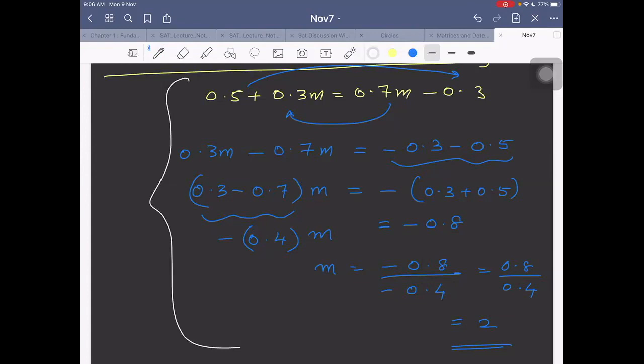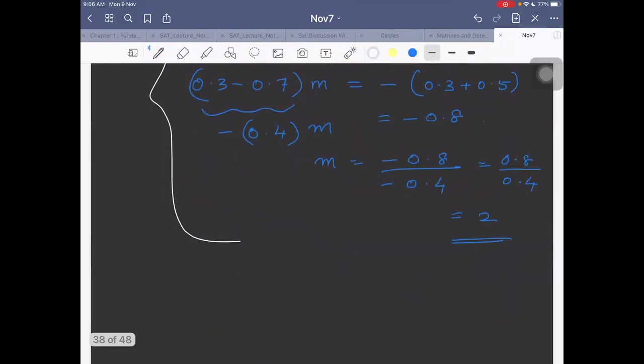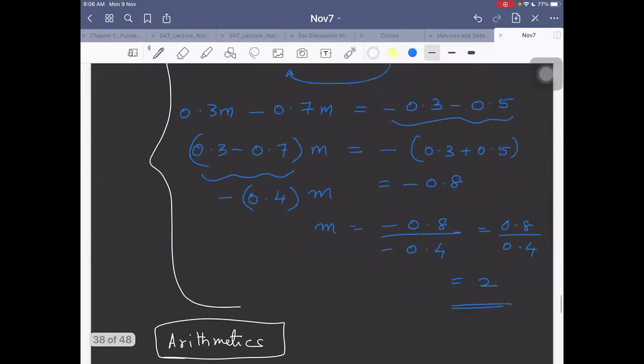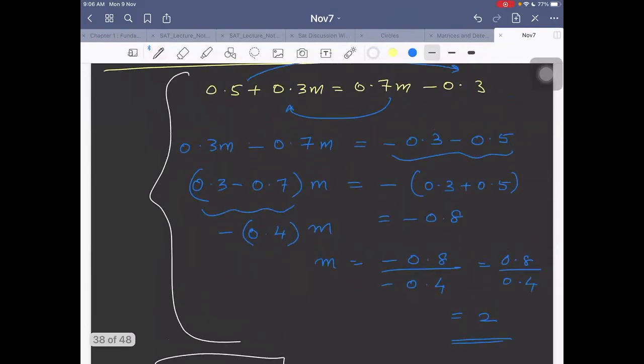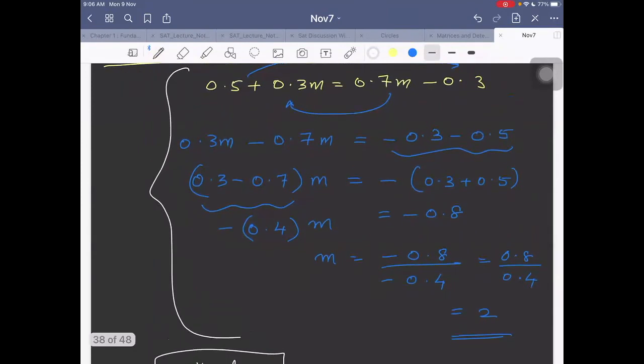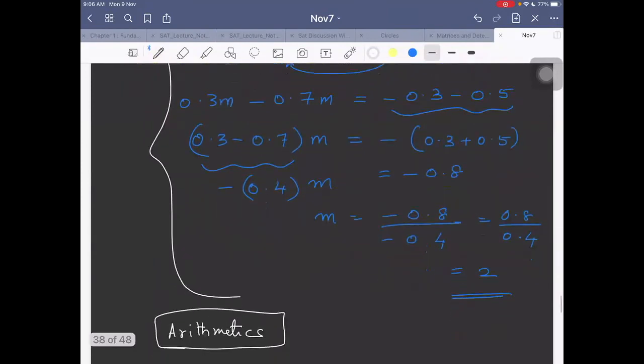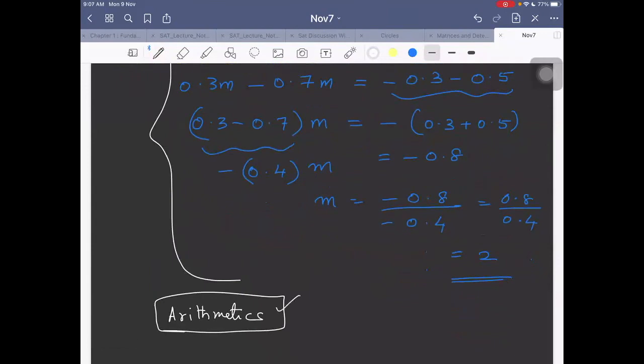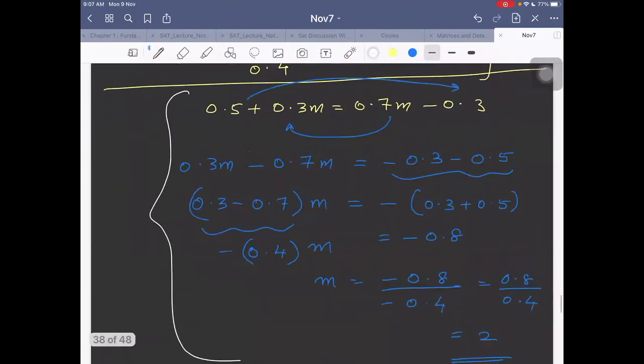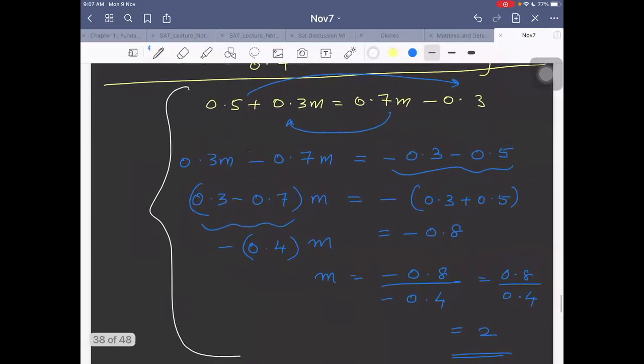Okay, see, ultimately what you need to know is that you should be very thorough with the arithmetic operations. You're still doing arithmetic here: addition, multiplication, division, subtraction. Even if it involves negative numbers, you should be very comfortable. Even if it involves fractions, you should be very comfortable. Even if it involves decimal points, you should be very comfortable, because these are like the foundations. If you're strong with the foundations, it's a cakewalk. It's pretty simple questions.